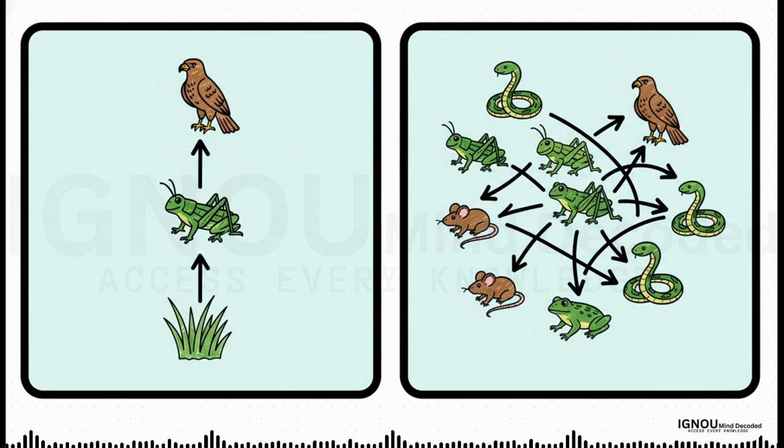It's a simple, straight line. The grass gets eaten by a grasshopper, the grasshopper gets eaten by a frog, and so on. But real life is way messier than that. In reality, it's more like a food web. That frog doesn't just eat grasshoppers, and it's not just eaten by one thing. It's a whole complex network of interconnected chains. This complex web is actually super important because it makes the whole ecosystem much more stable and resilient.